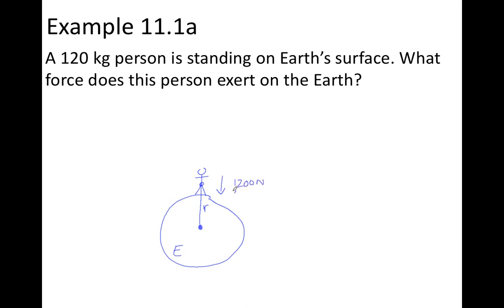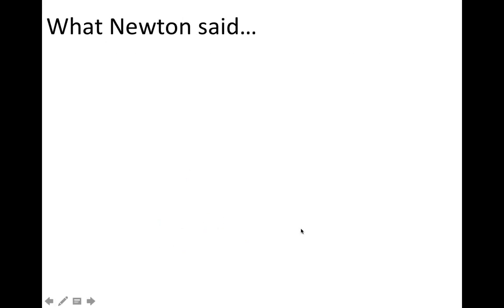Well, Newton's third law of motion, the action-reaction law, says that if the Earth pulls down on the person, the person is going to pull up on the Earth with the exact same force. It's important that we understand every object, including a person, would exert a gravitational force on any other object, including the Earth. So what did Newton actually say about gravity?